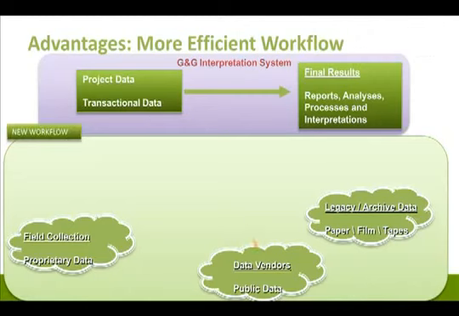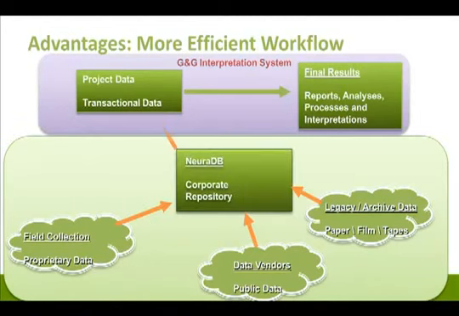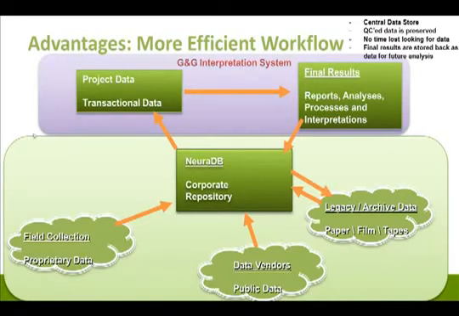The new workflow with a corporate repository like NeuroDB enables you to collect all your data from different sources into one central data store. You QC the data here, you preserve it here, and deliver quality data to your G&G application system. The other critical piece is, as you do your interpretation and come up with your final results, now you can store those results back in the database, because today's results are tomorrow's data.